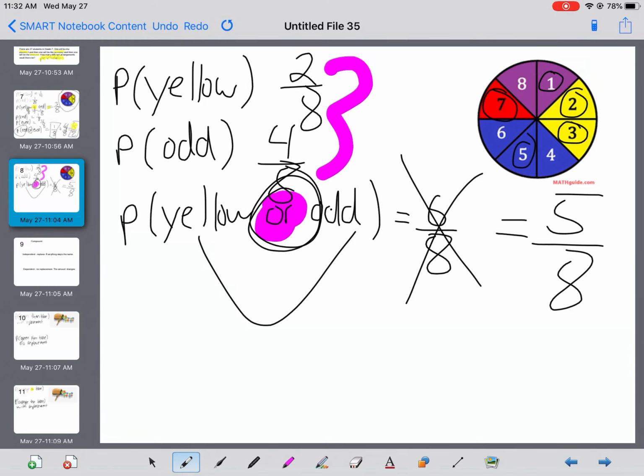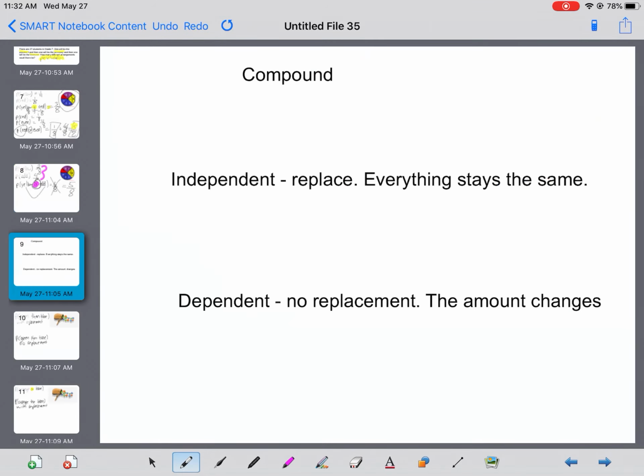Okay, last section is talking about compound events. Compound events are events where two or more things happen. So often in grade 7, that's going to be me pulling a marble out of a bag, or picking up a Scrabble tile and then picking up another one, or pulling another marble out of the bag. So it's two or more things happening, okay?